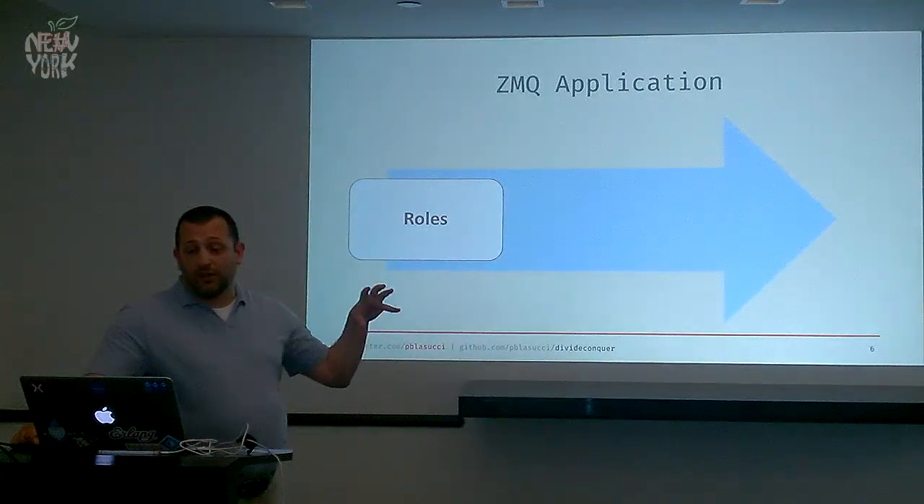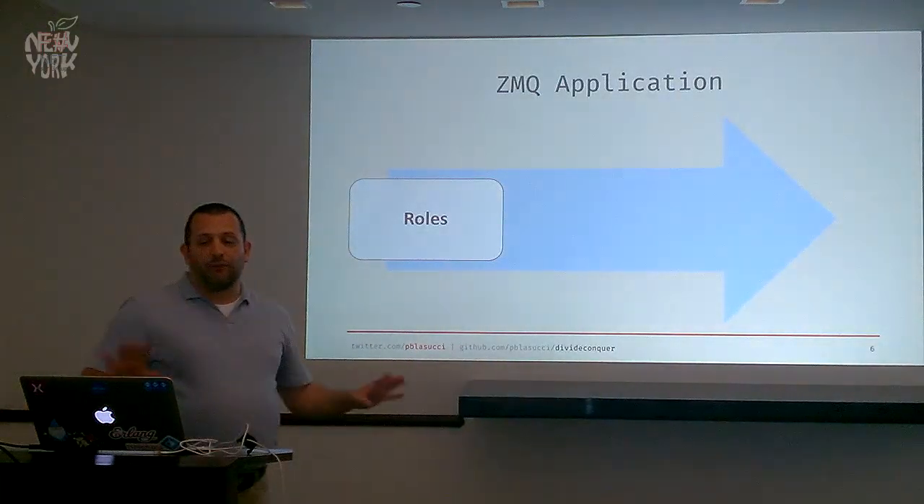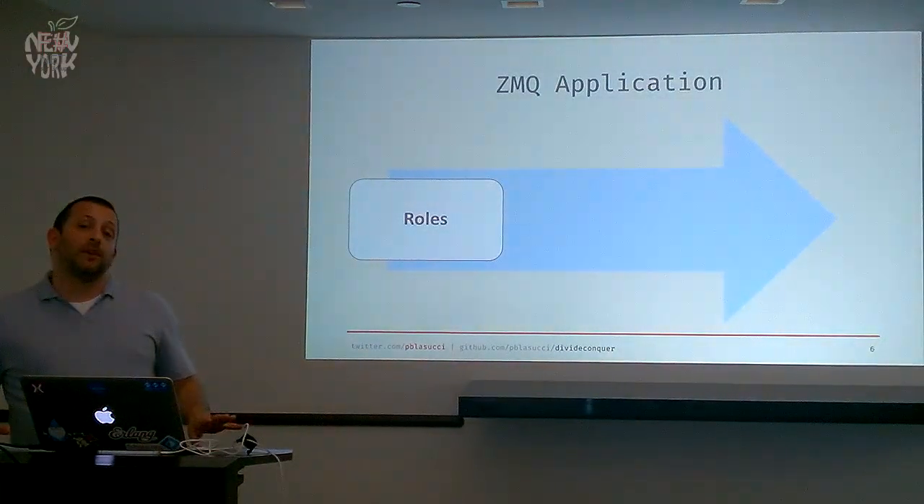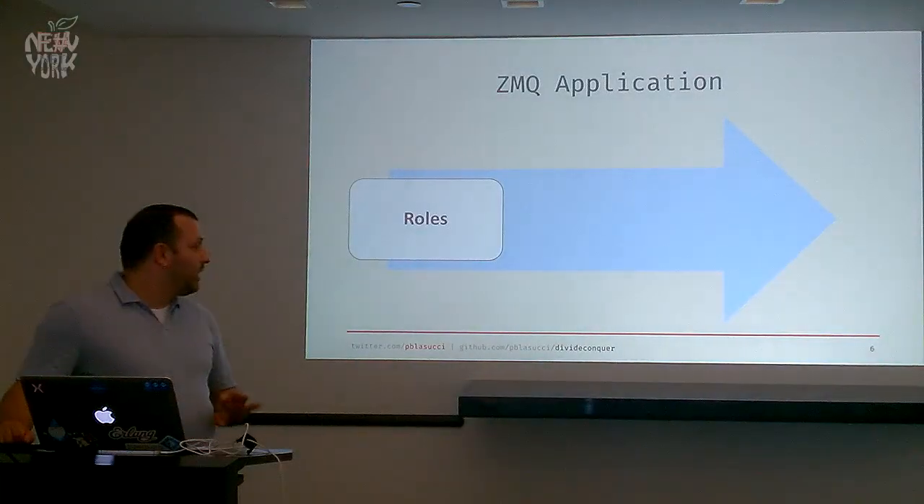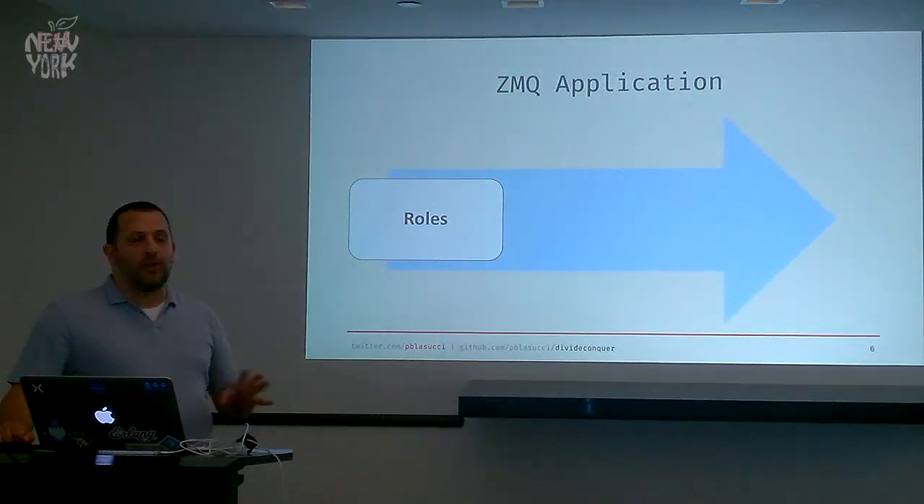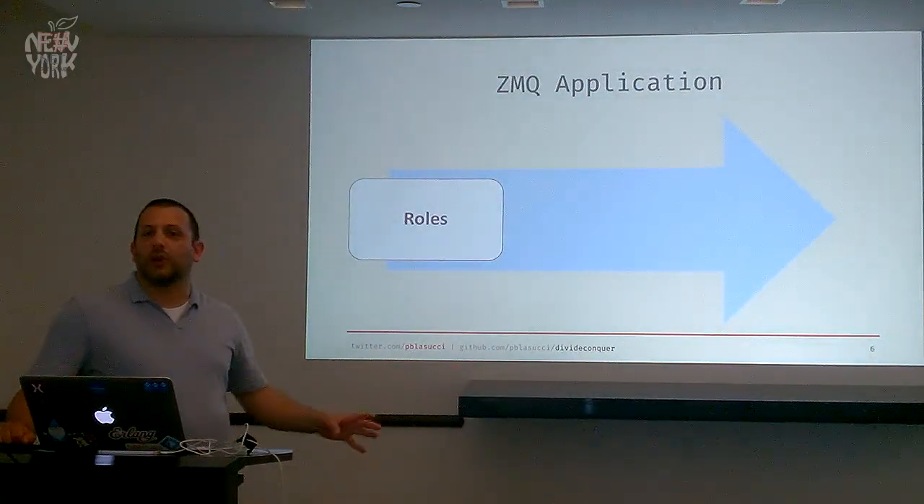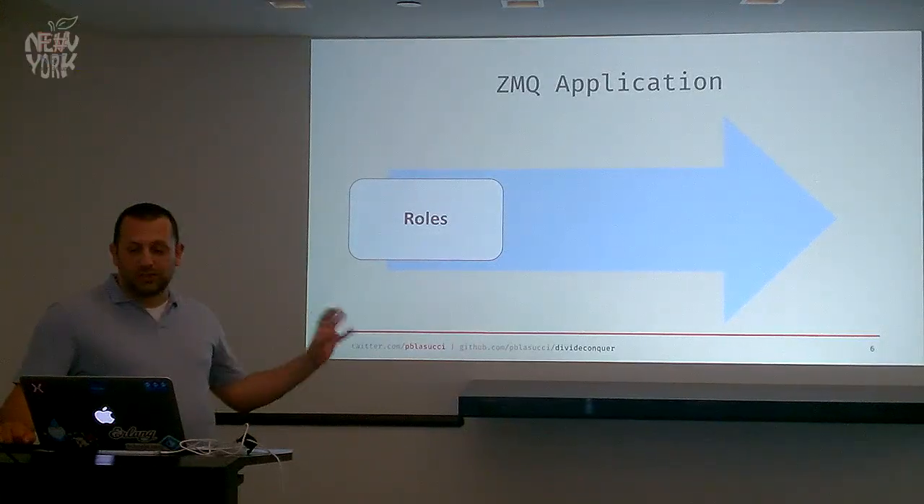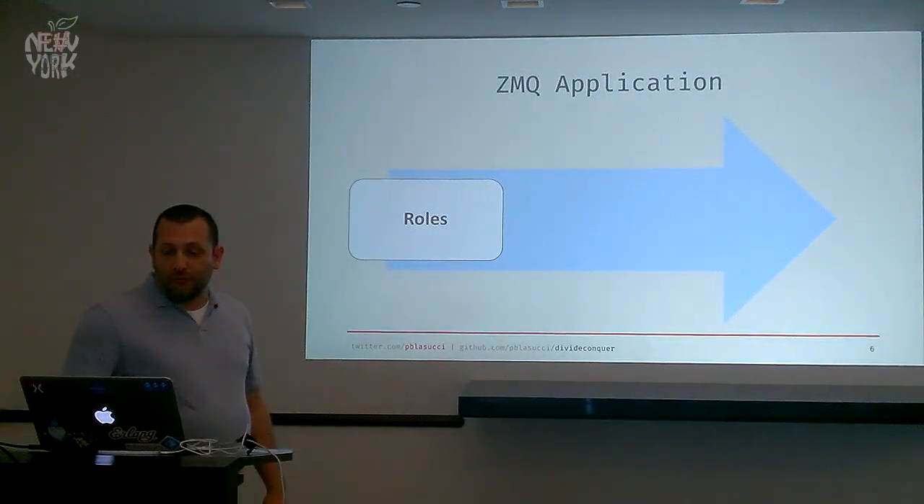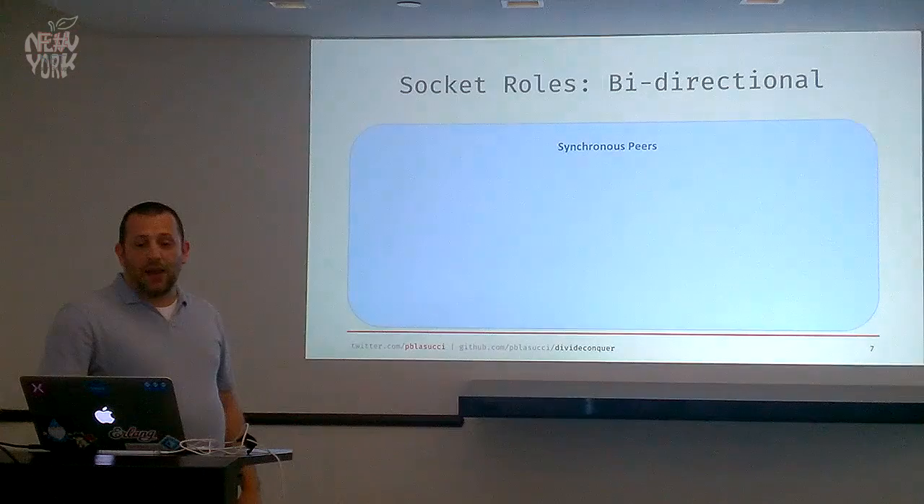In this talk and in the code we're going to look at the 4 most common, I would say, socket roles. Certainly not the only ones, but the 4 that will get you that 80-20 rule, right? Like 80% of your time in these 20% of your sockets. The first of which is bidirectional sockets.